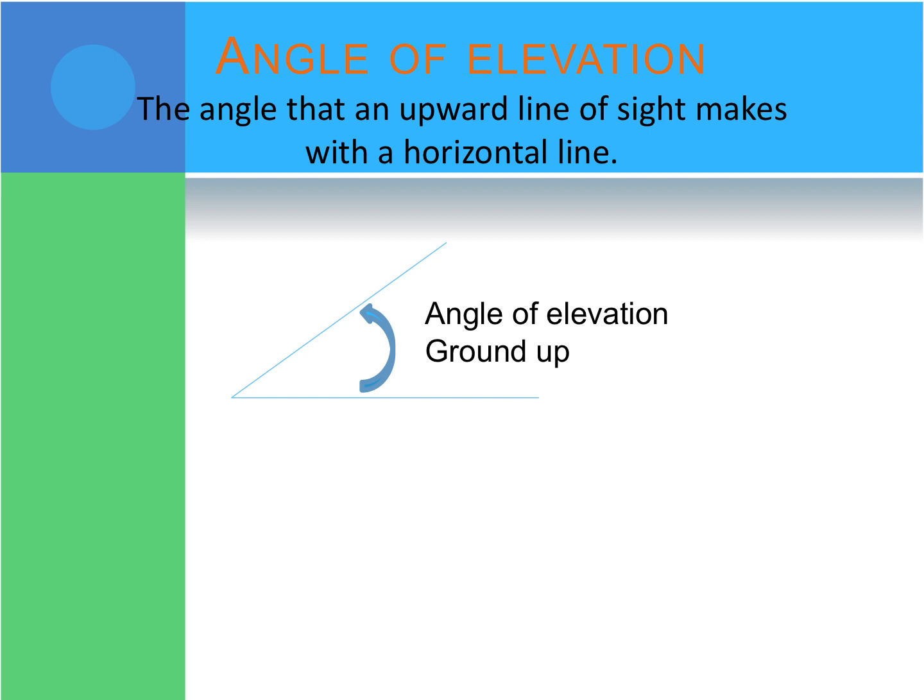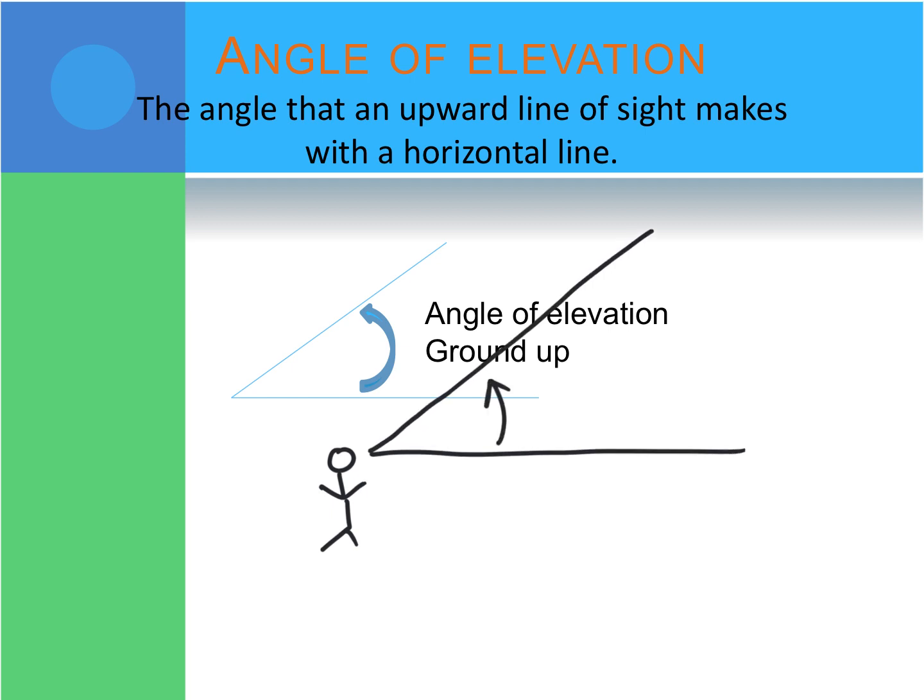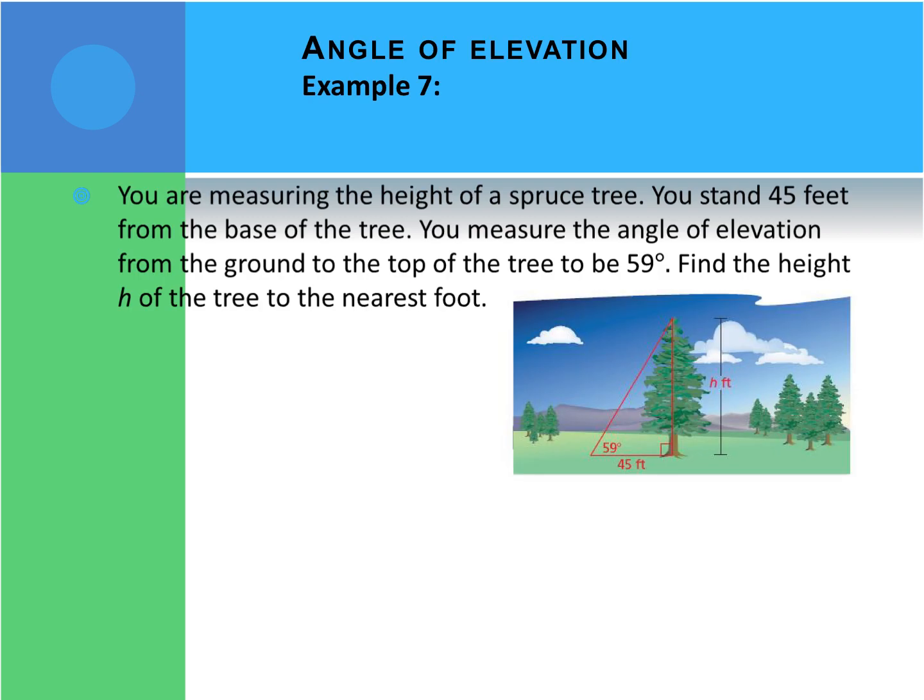So now we have angle of elevation. The angle that an upward line of sight makes with a horizontal line. So if you guys can think of this as, since it's a line of sight, you can think of a person based on the person's eye level. If it's going up, it's an angle of elevation, okay? Actually, I could have just drawn the little figure right next to it, but I wanted to make my point. That's an easy way of remembering if it's an angle of elevation. Based on the eyesight of a person, if it goes up, it's elevation. So we're using the angle of elevation.